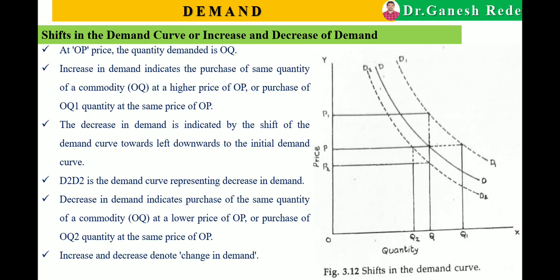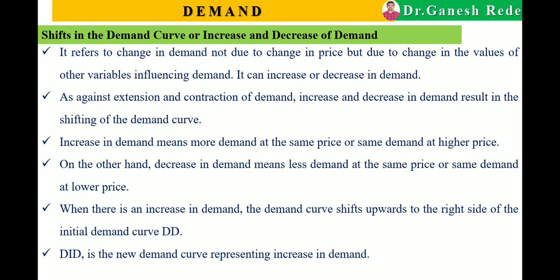Here you can see the original demand curve is DD. If there is a shift to the right side, that is D1, that is the increase in demand. If there is a shift to the left side, that is D2, that is the decrease in demand. So as against extension and contraction of demand, increase and decrease in demand result in the shifting of the demand curve.